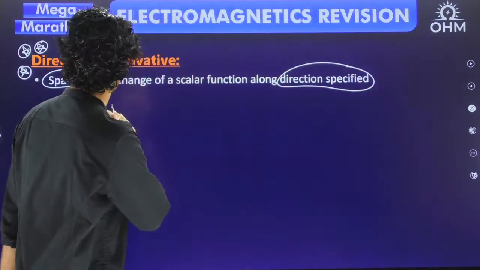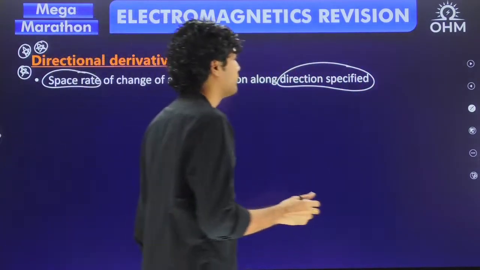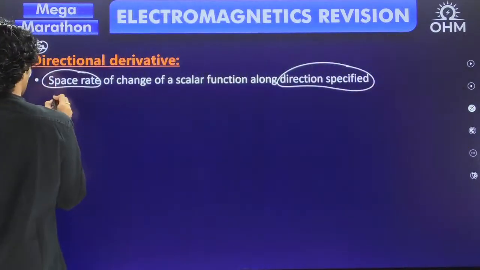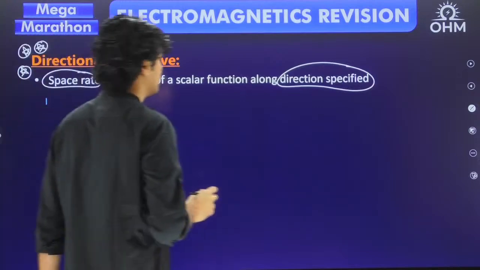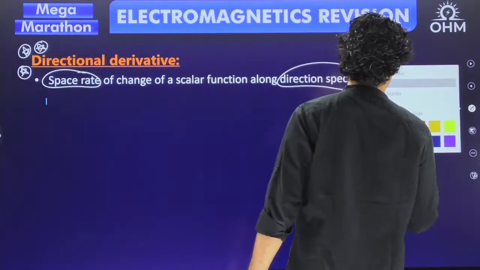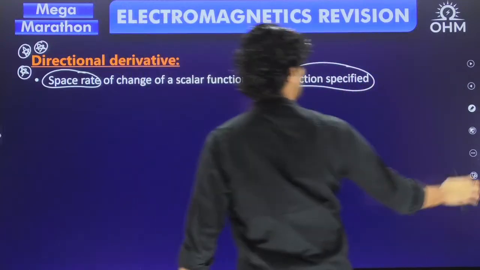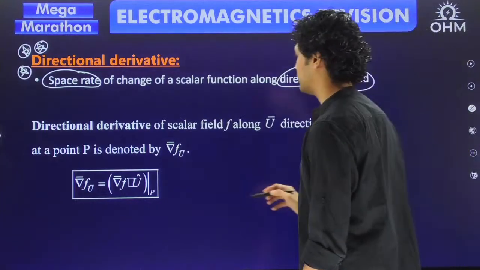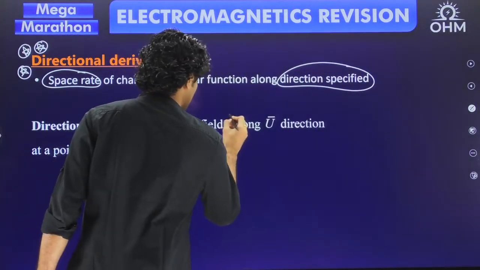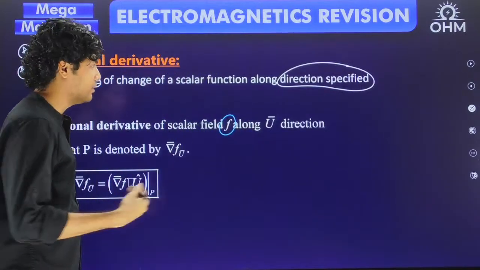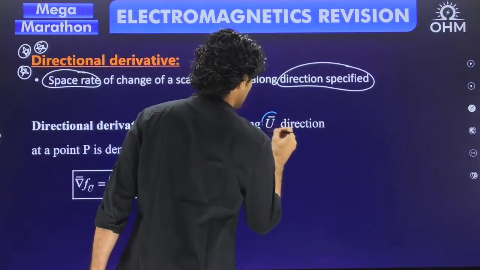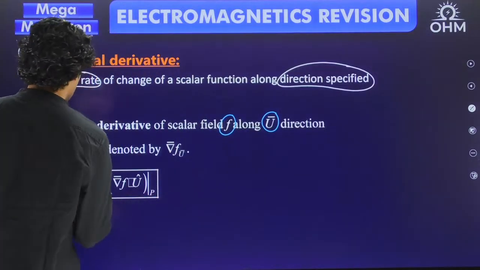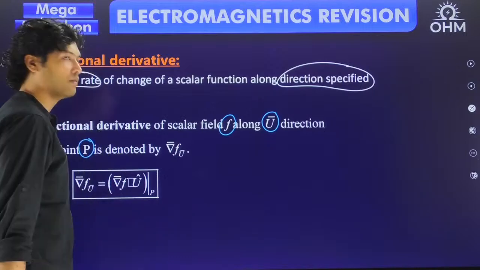So in case of directional derivative questions, there are 3 things given to you. What are the 3 things given to you? One is nothing but the function. So directional derivative of the scalar function f at a particular point in space. If you see a scalar function, this is the first thing given to you. Second thing is the direction, given as u bar or u cap. Sometimes it is given as u bar, sometimes as u cap, and at a particular point in space. So these are the 3 things given to you.